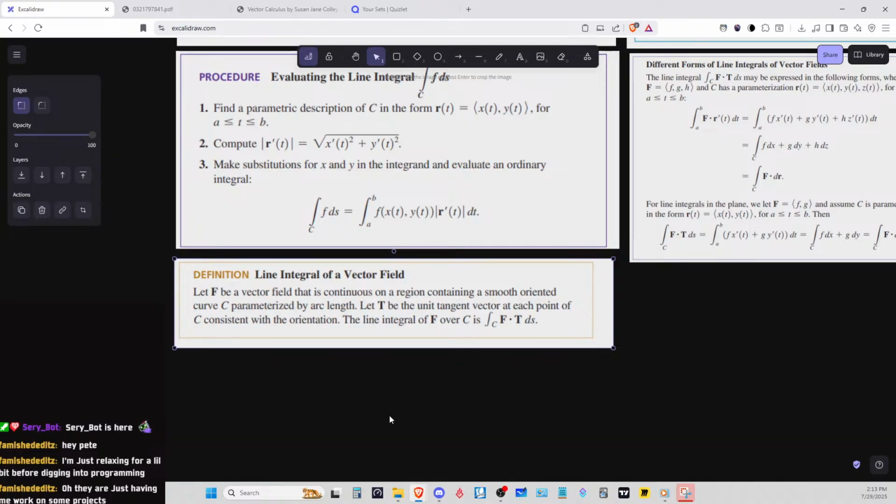Let F be a vector field that is continuous on a region containing a smooth oriented curve C, parameterized by arc length. Let T be the unit tangent vector at each point of C, consistent with its orientation. The line integral of F over C is the dot product of the tangent vector with the vector field. Okay.